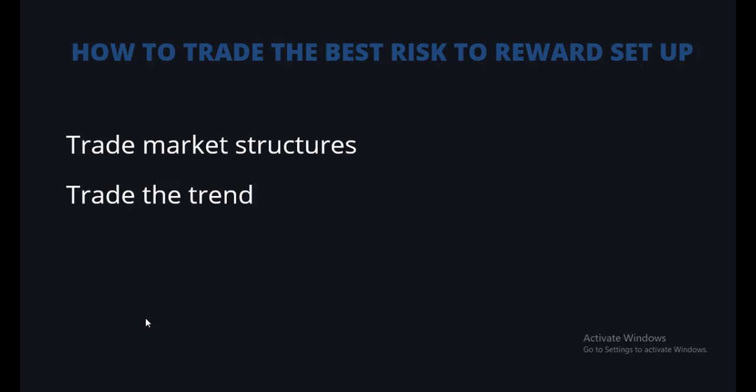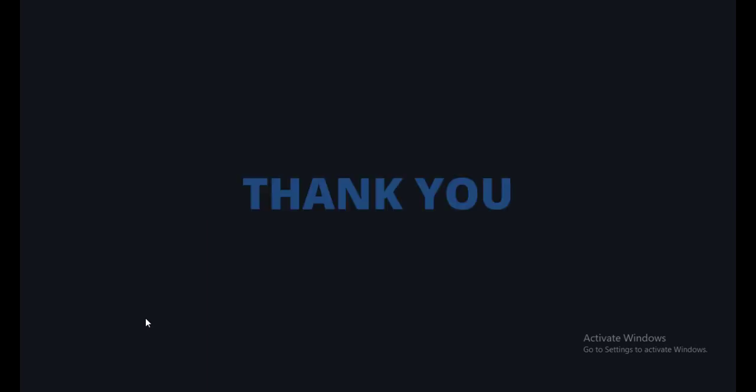The next thing you want, to always get the best risk to reward setup, is to trade the trend. In an uptrend, you want to be buying. In a downtrend, you want to be selling, not the other way around. If you put this in place, you will be able to get the best risk to reward setup, which is going to fine tune your trade and help you get the best results in the marketplace.